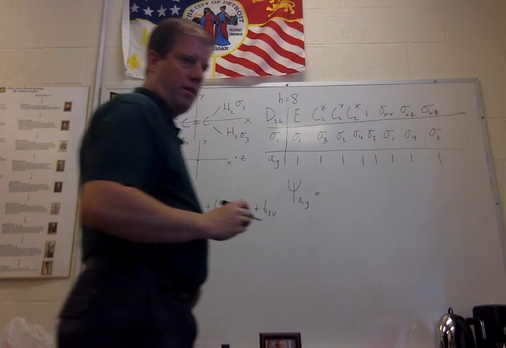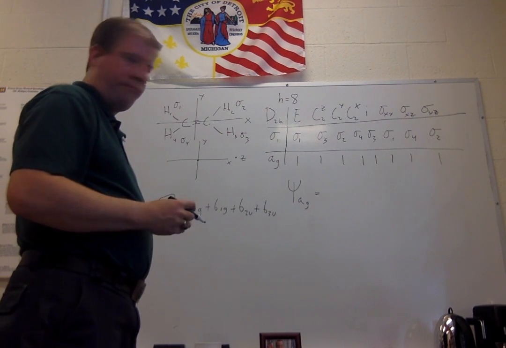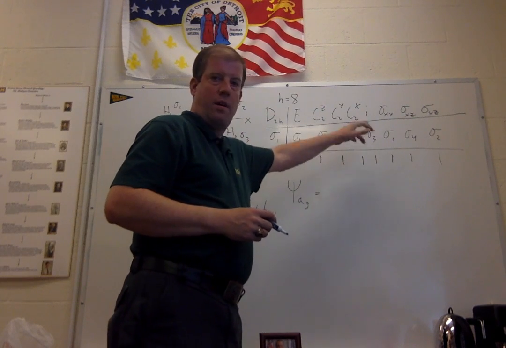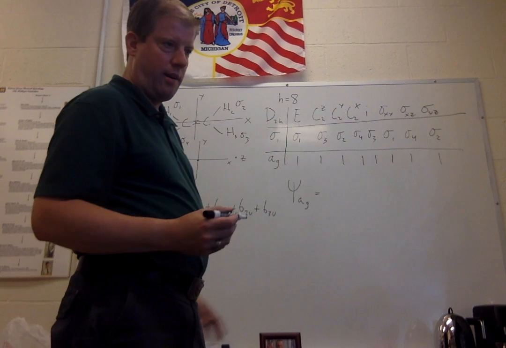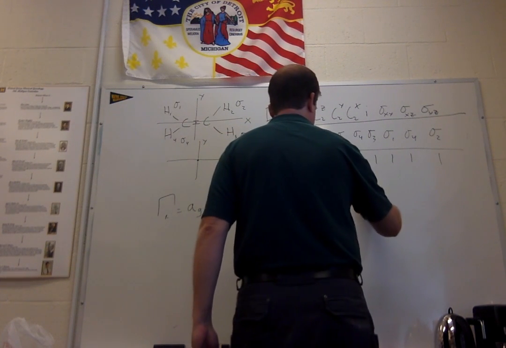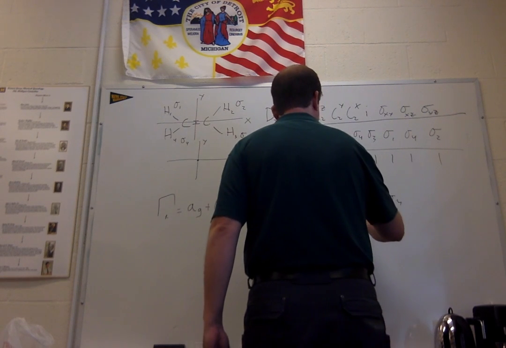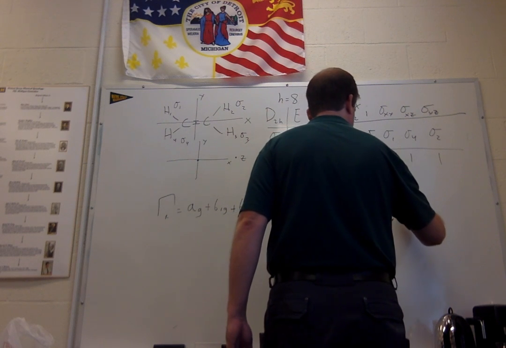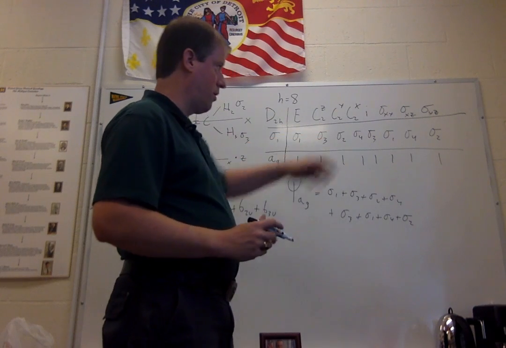What is that comprised of in terms of atomic orbitals? Well, you multiply these together and add up what you get. So what we're going to get is that this wave function is the sum of sigma 1 plus sigma 3 plus sigma 2 plus sigma 4 plus sigma 3 plus sigma 1, sigma 4 plus sigma 2. 1 times each of those. You add them together.